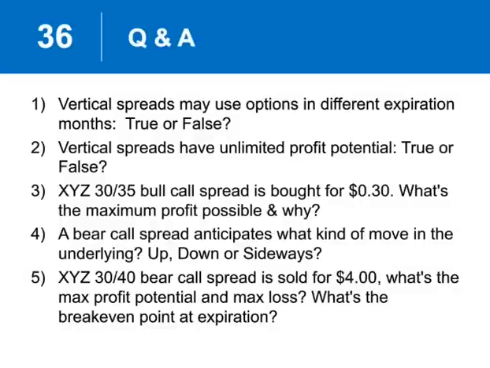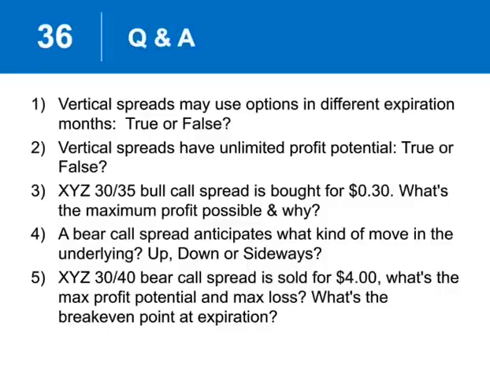Number 1, vertical spreads may use options in different expiration months. Is that true or false? I hope you answered false. Always the same expiration month for a vertical spread. Number 2, vertical spreads have unlimited profit potential. True or false? Hopefully you think these are easy questions because I've said repeatedly the maximum profit or loss is the difference between the strikes. So vertical spreads do not have unlimited profit potential.